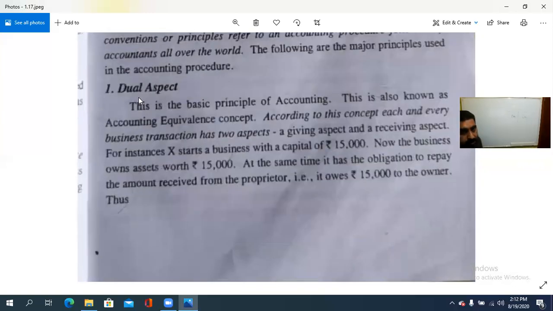Following are the major principles. Number one is dual aspect. Dual aspect means what? Two aspects are there. So debit aspect is there, credit aspect is there. So that is the dual aspect. This is the basic principle of accounting. This is also known as the accounting equivalence concept. According to this concept, each and every business transaction has two aspects, a giving aspect and a receiving aspect.